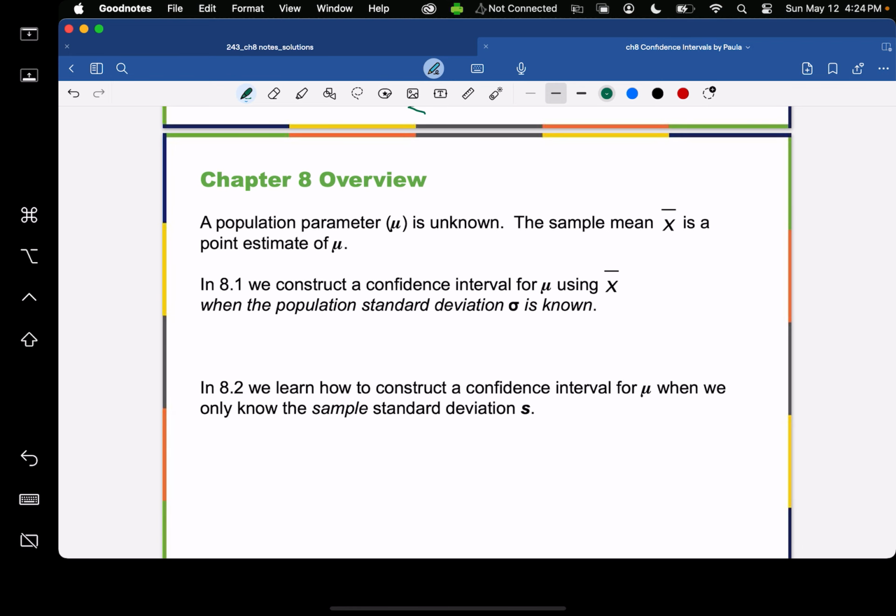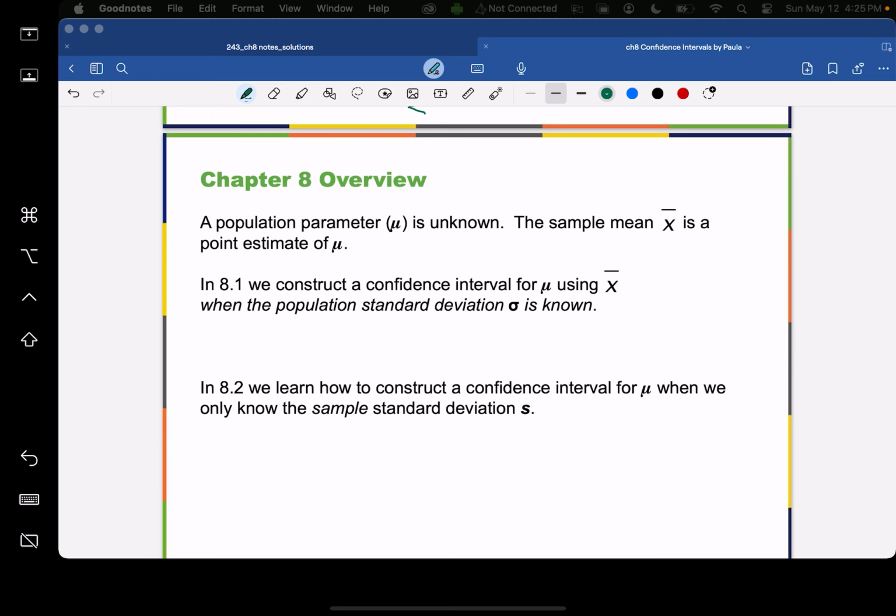And let me see which slide I'm on here. Yeah, this is the last slide of this video. So a population parameter mu is unknown. The sample mean is a point estimate of mu. It shouldn't be that far off, but it's not going to be exactly perfectly matching mu in the real world. It's a little bit off.